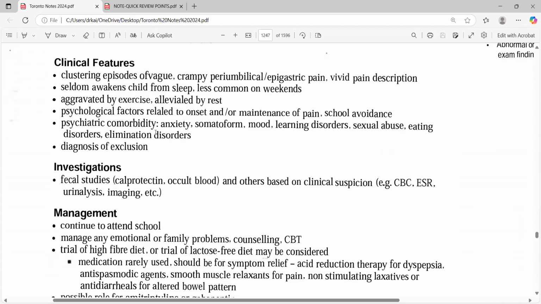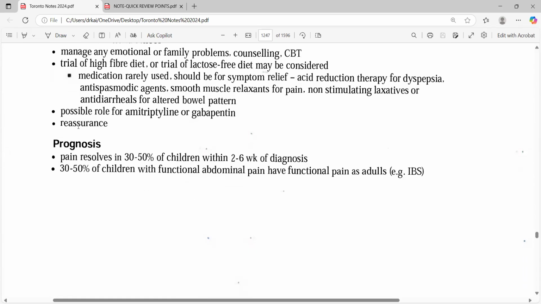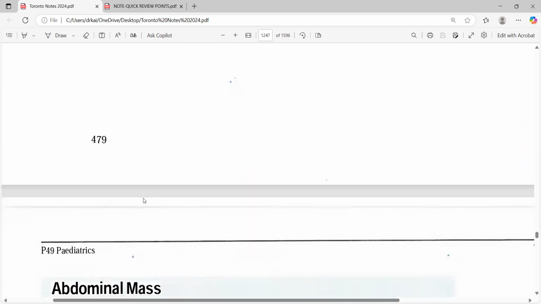So functional abdominal pain, in those cases, go for the fecal studies, checking if there is any gastroenteritis or any overt parasite, checking for everything. In those cases, the most important thing is doing the fecal studies. Continue to attend school, manage the emotional side, and then go for the 4Fs. Same as we discussed: fiber, fluid, lactose-free diet, all of that. Medication is rarely used. Otherwise, you can start amitriptyline, but it's too early to start in young children.